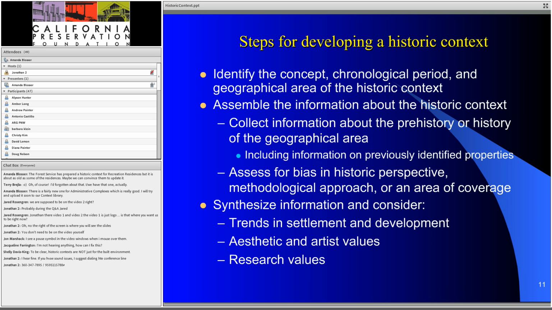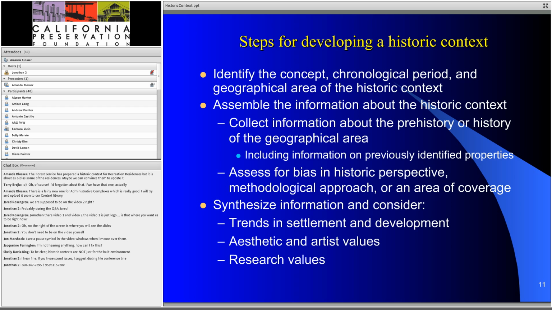The steps for developing historic context. It's really difficult to break this down, but I tried to make it as easy as possible. I'm going to go through the steps, and then I'll talk about them in more detail. So the first I would say is identify the concept, chronological period and the geographical area of the historic context.